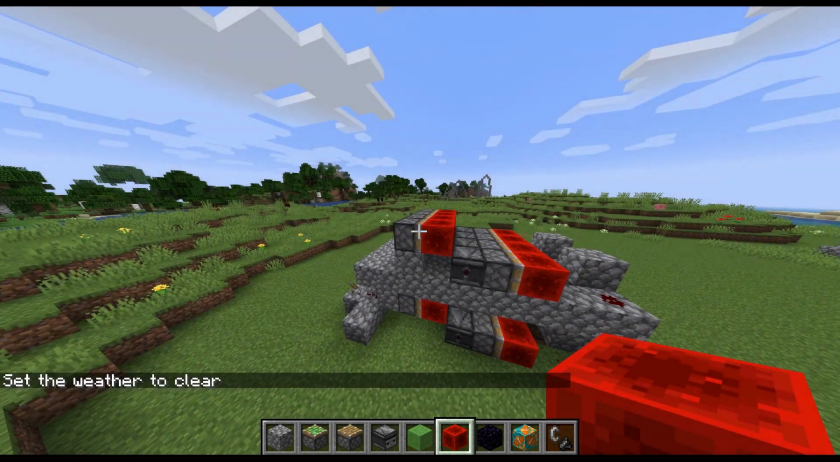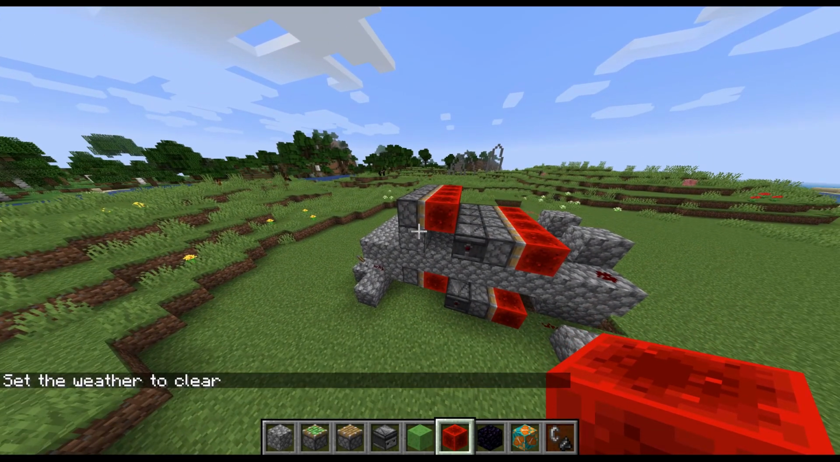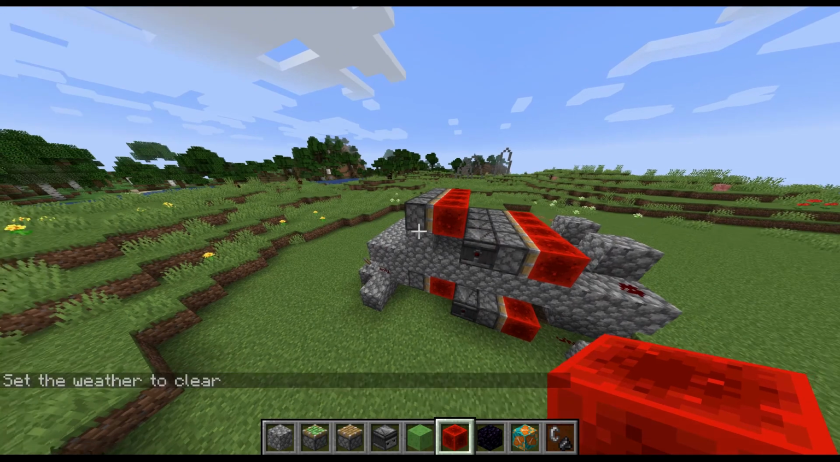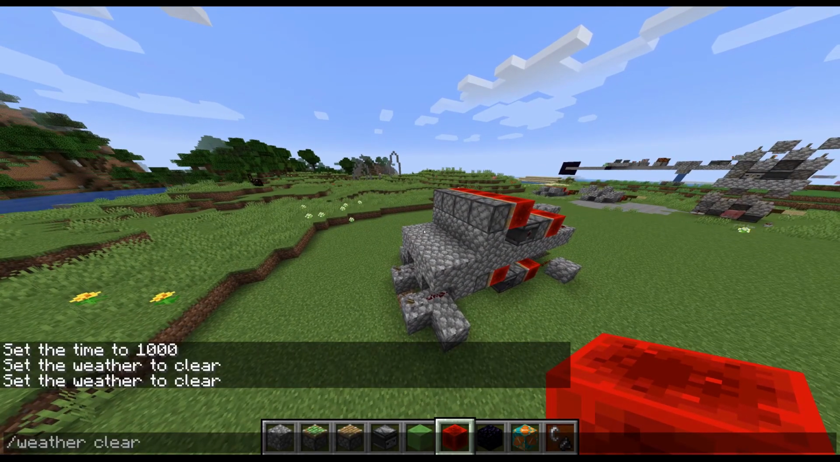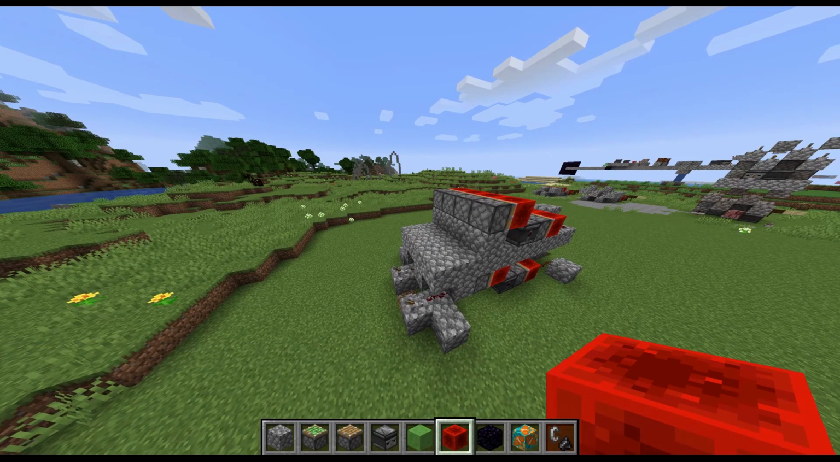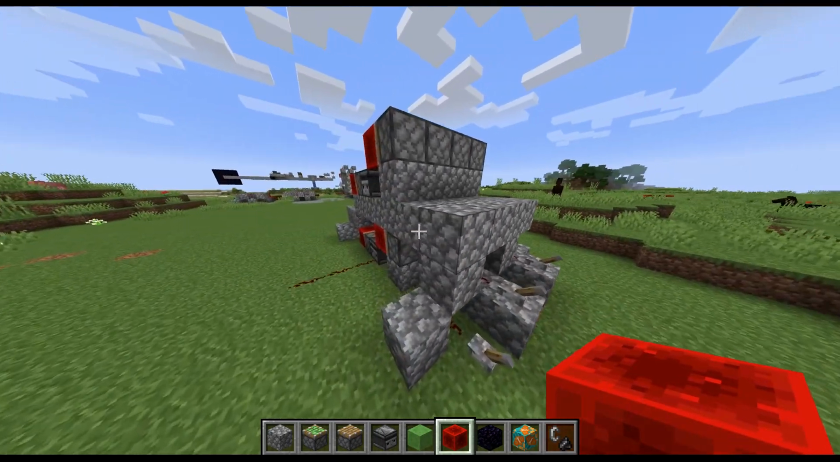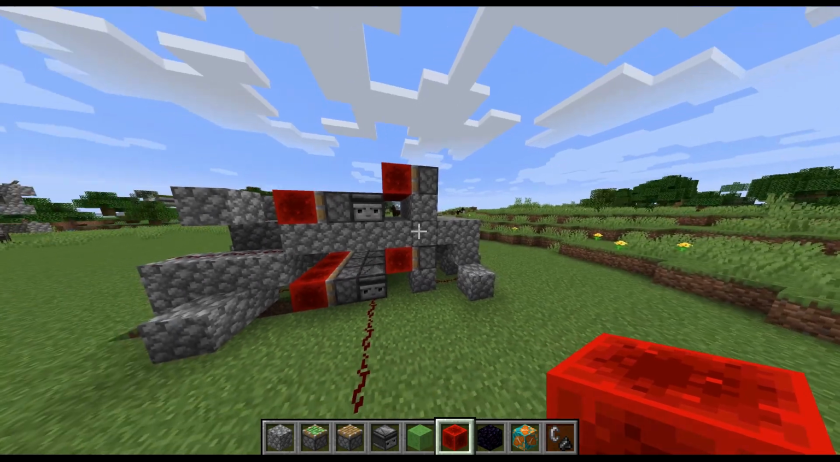So the first two things I always do in creative is I set weather to clear and set time to day, and then whenever I need to redo those two things, I just press up until I have the correct one. Usually I do both of them at the same time each time.